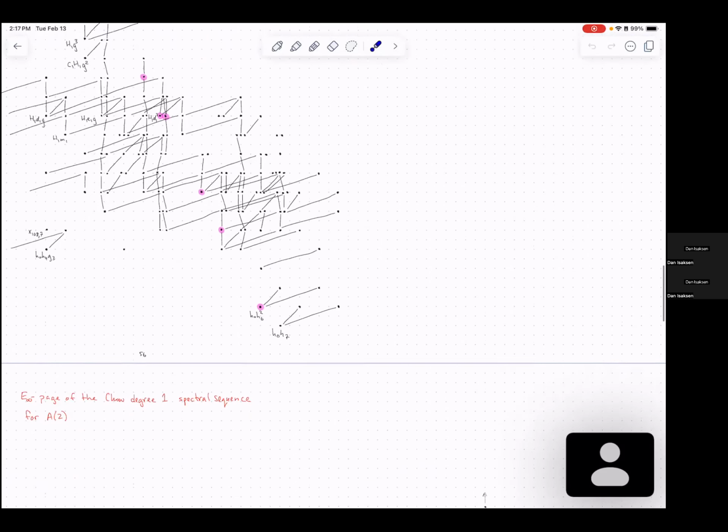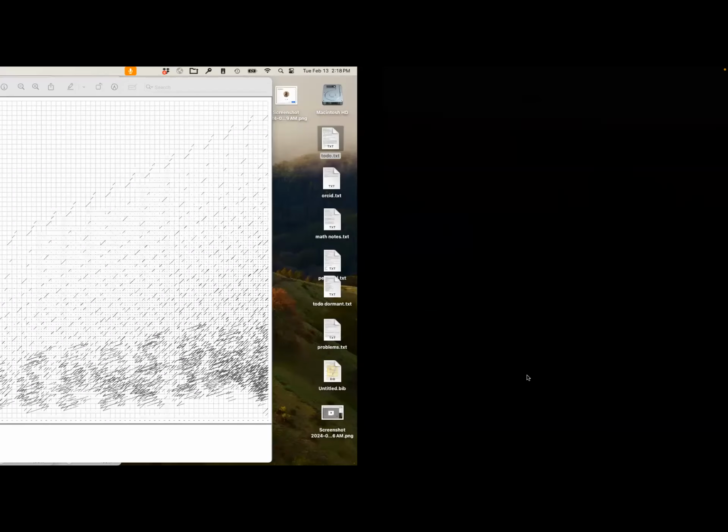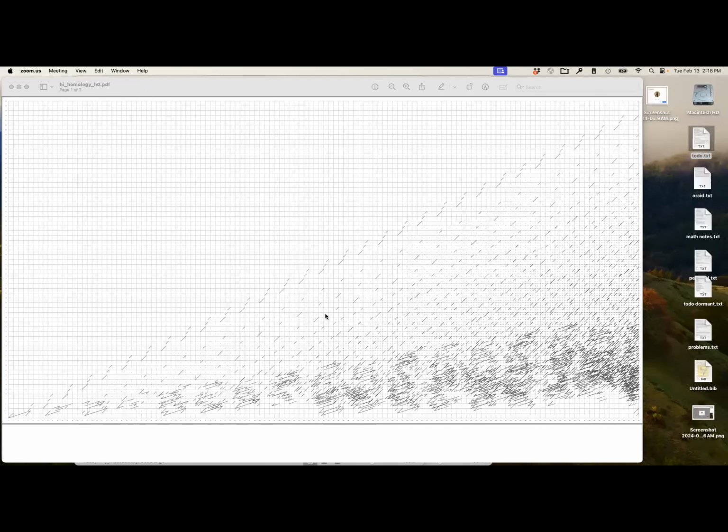Okay, so what do I have? All right, before we do that, let me switch the view here. And I'll briefly show you a chart that Joey made this week. I'll zoom in in a second, but this is a chart. There's the 0 stem on the left side. The 256 stem is on the right side, just to give you a sense of the magnitude. This is a picture of the co-kernel of H0. So this is the E2 page of this child degree 1 spectral sequence.